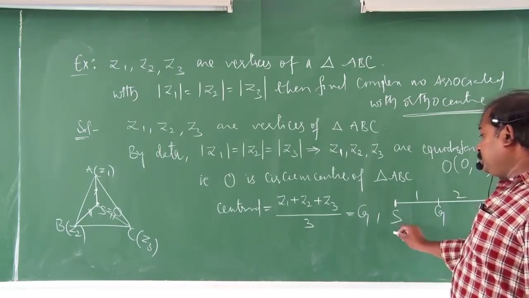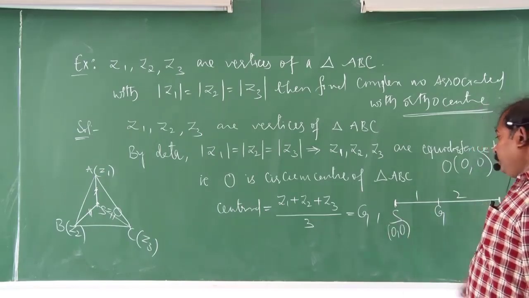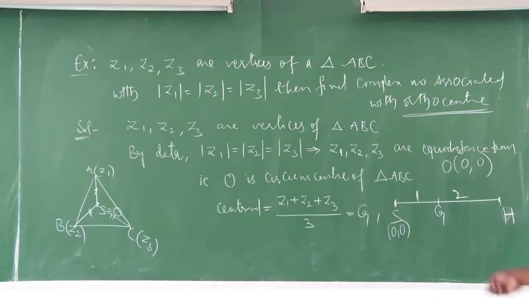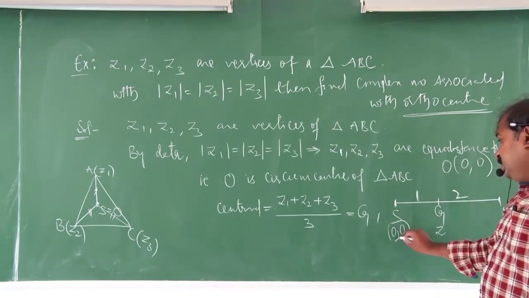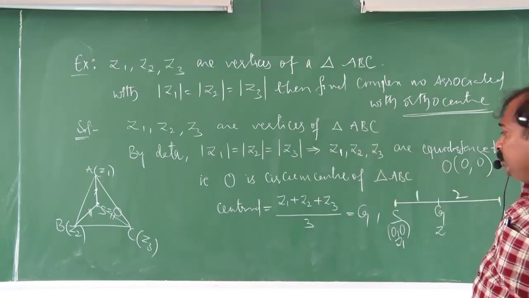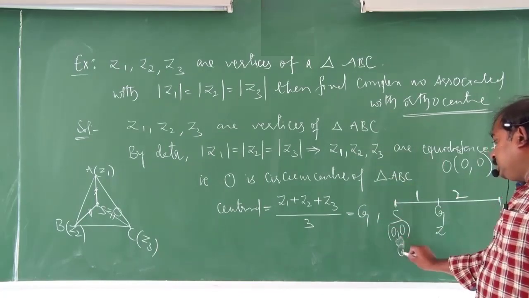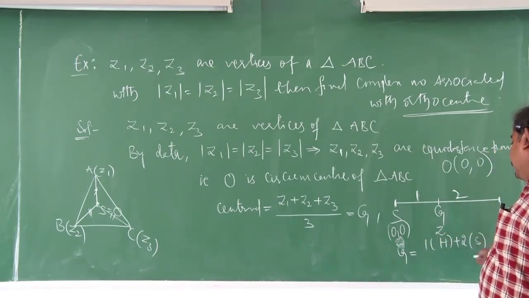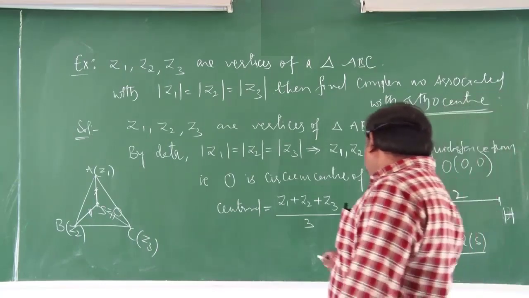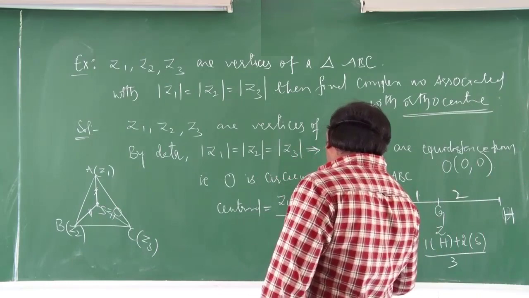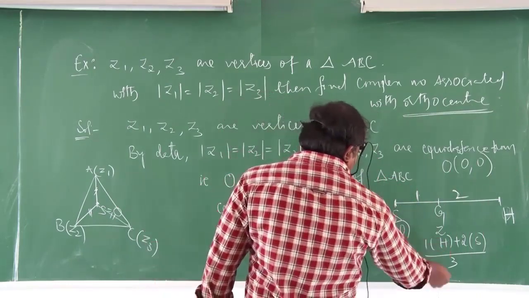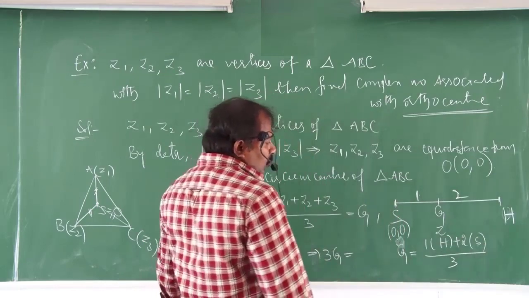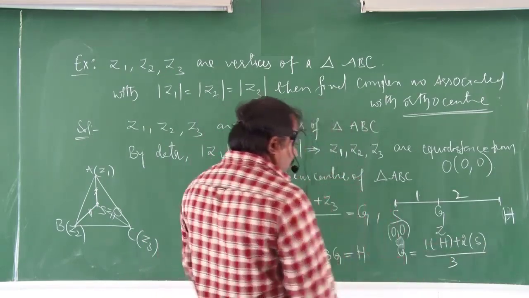Circumcenter is nothing but the origin 0, 0, in the ratio 1 is to 2, therefore simplify and you can get the value. Okay, try yourself, you will get simple logic. Z1, Z2, Z3 are already given, just take it like this. G is equal to 1 into H plus 2 into S by 3, which means 3G is equal to H, since circumcenter is equal to 0, already given. We have to find this value. Therefore H is equal to 3G.